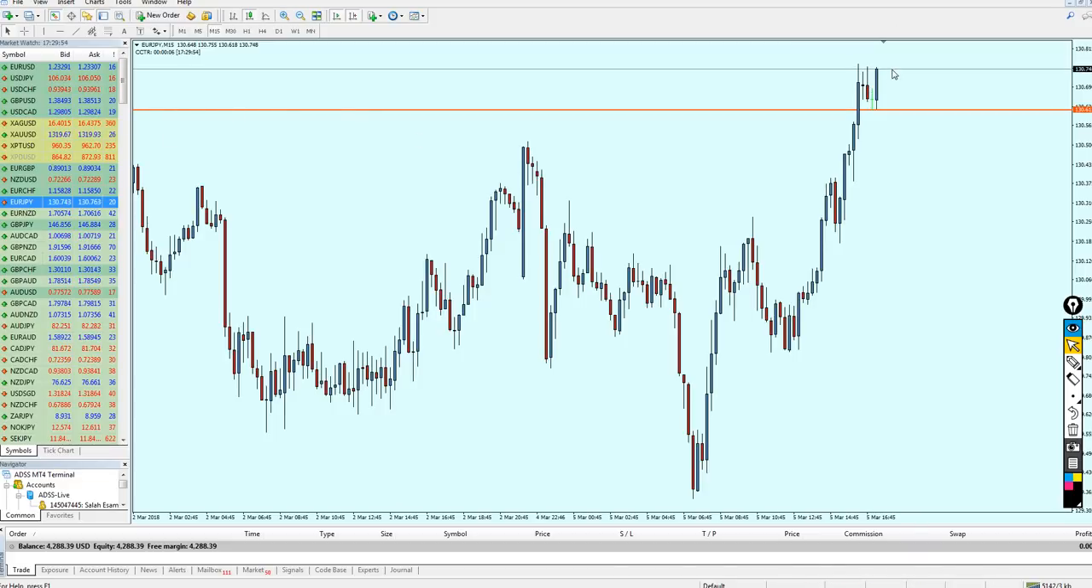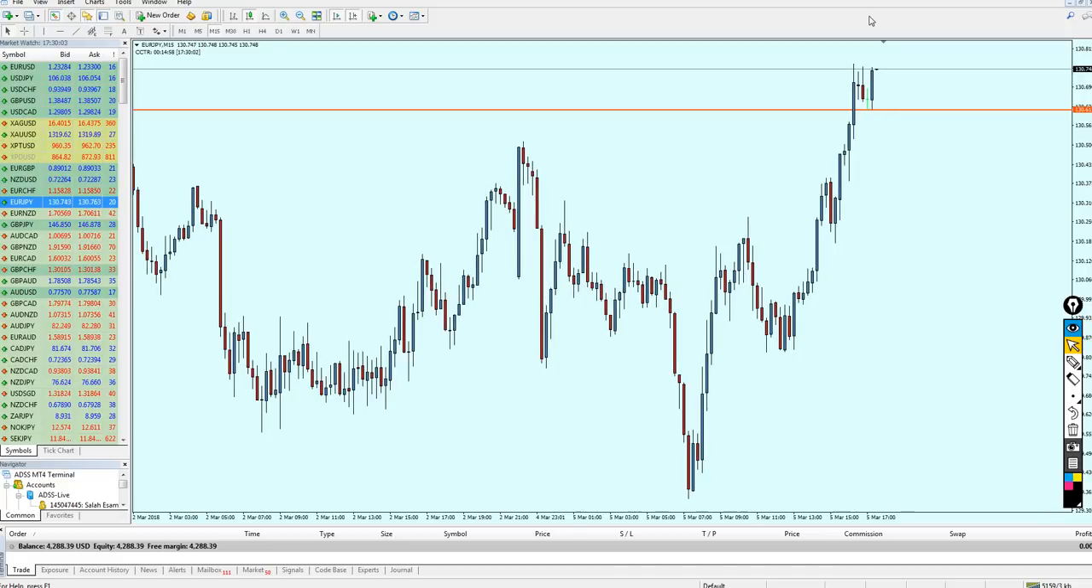You can see the candle is still going up, and that is a very good sign, but always be safe, don't risk, don't be greedy, just know exactly when to exit your trade and you will be fine.